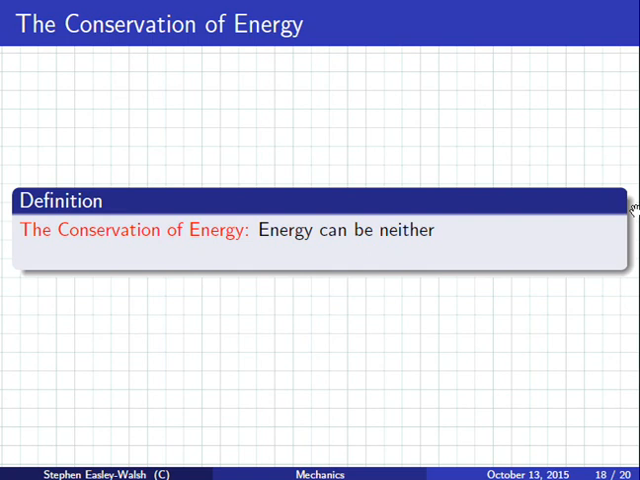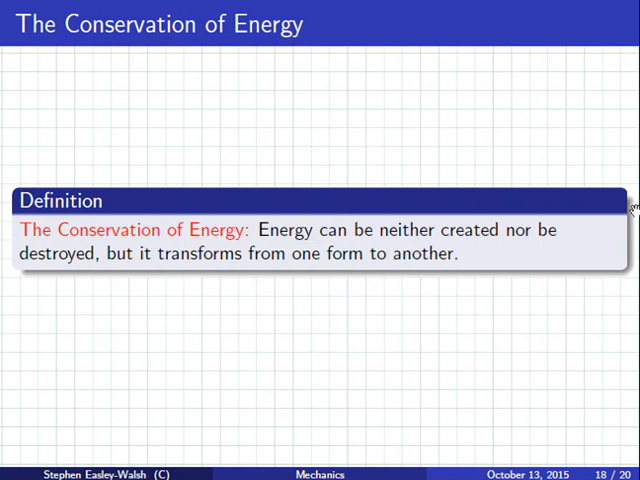I'm going to show you there. The conservation of energy, what is that? That says that energy cannot be created or destroyed, but it just changes from one type to another type. So you cannot actually make energy. You cannot destroy energy. You cannot make energy.